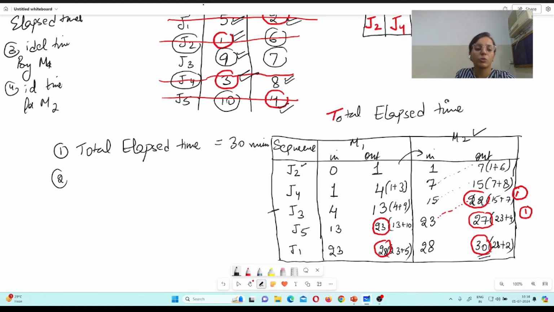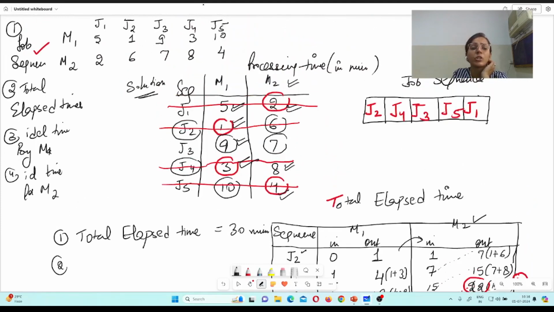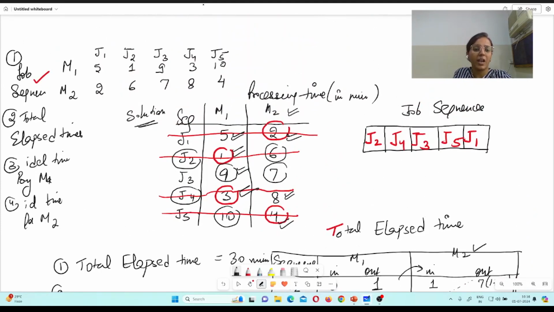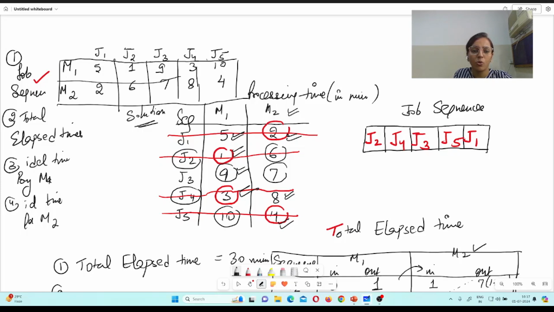Now what we also have to find out is the idle time. Before starting with the idle time, just have a look at the total time taken by machine 1. See, it is given to us. I'm just putting it in one box so that it is more clear to you. Just add all these figures. For M1, how much time is actually taken? Just total all the things: 5 plus 1 plus 9 plus 3 plus 10. That will become 28 minutes.